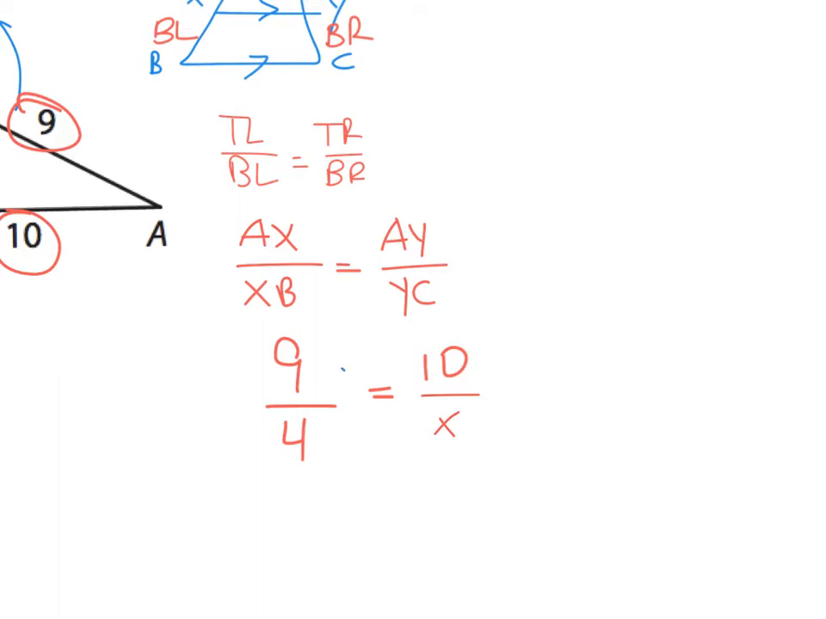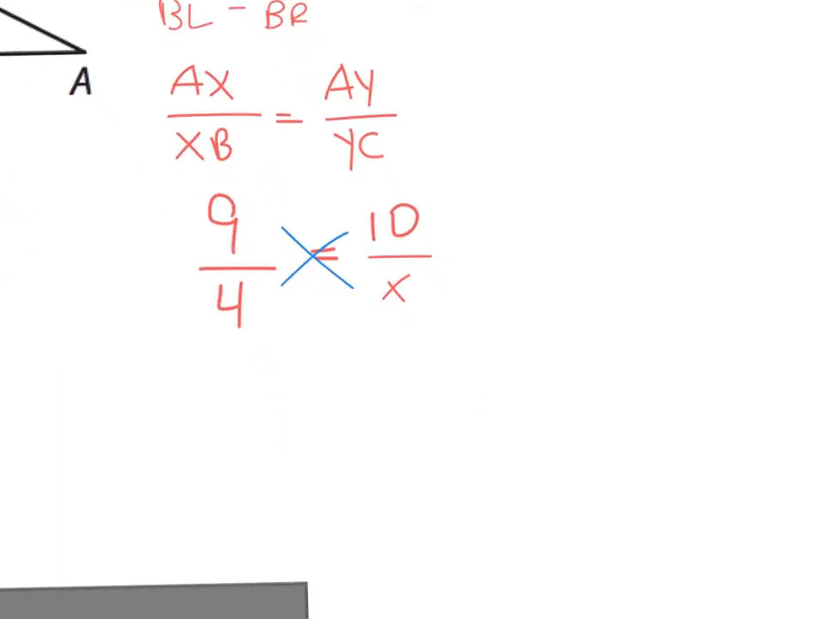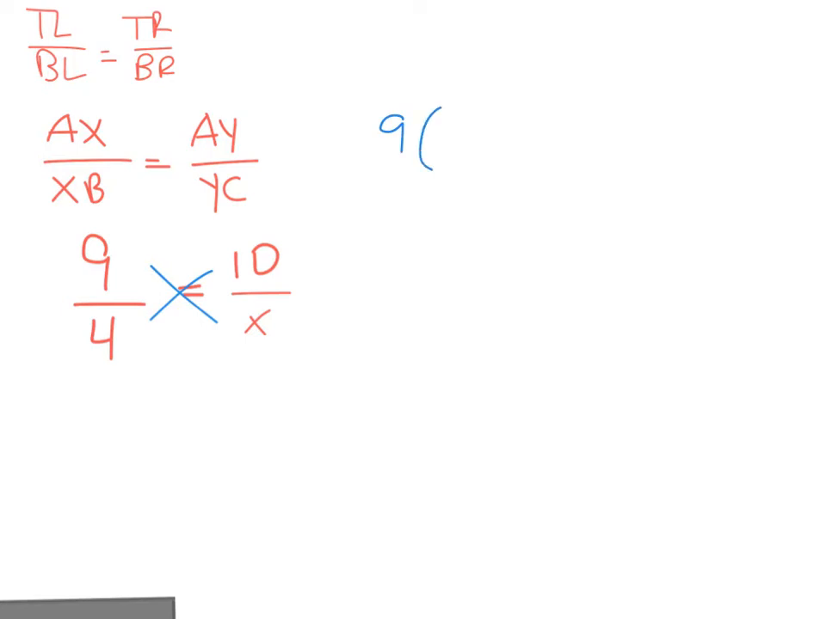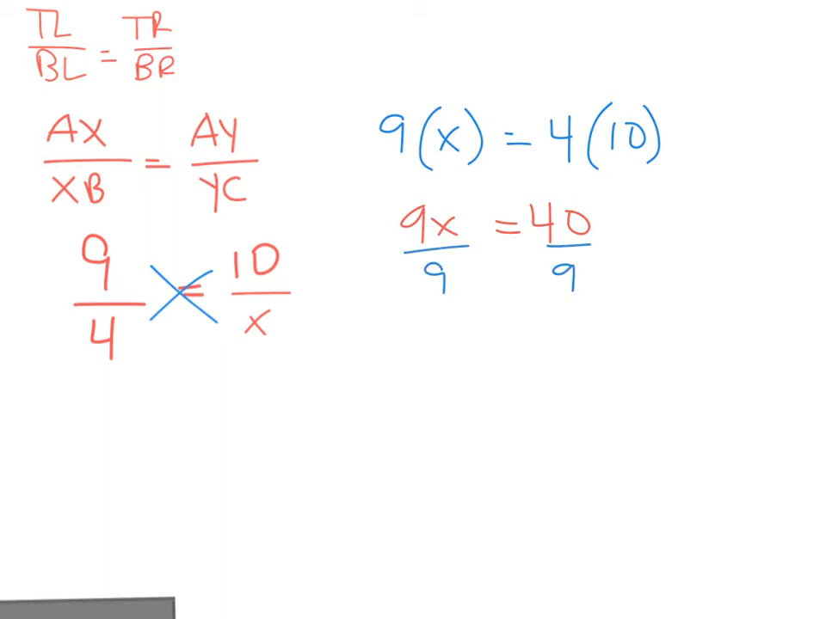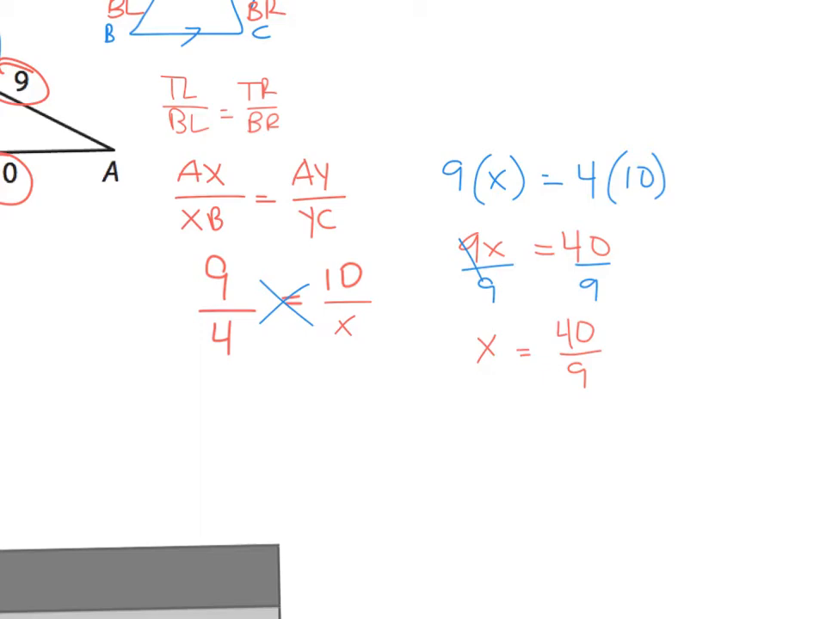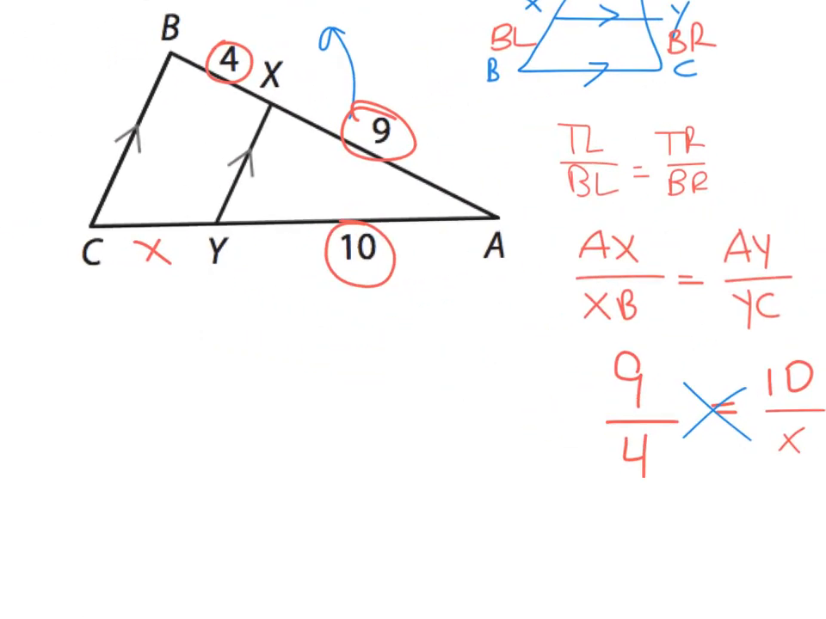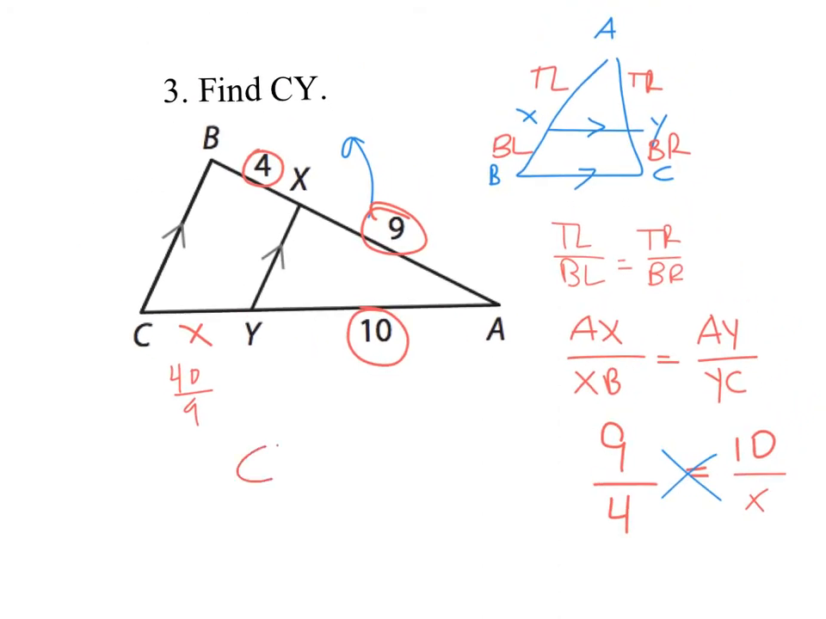So again, use our cross product property, multiply diagonally. So we get 9 times X equals 4 times 10. So 9X equals 40. Divide by 9, divide by 9. X equals 40 over 9. And so that distance from Y to C is 40 over 9. And so it says find CY. CY is 40 over 9.